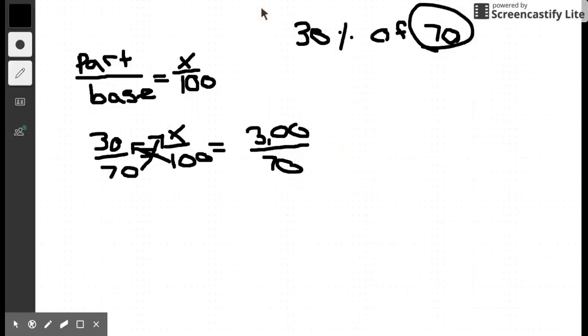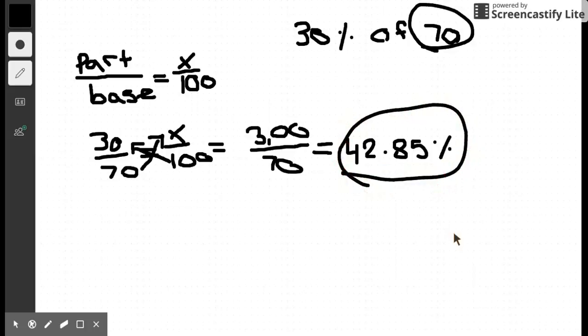Let's do 3,000 divided by 70. That is 42.85. And that is the amount of percent 30% of 70 is. That's your answer. Now let's try a different one.